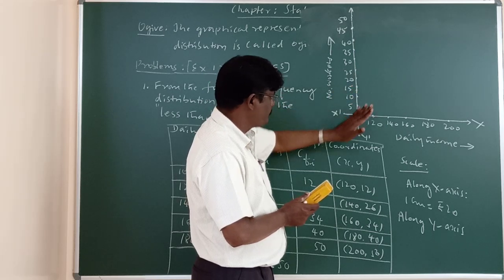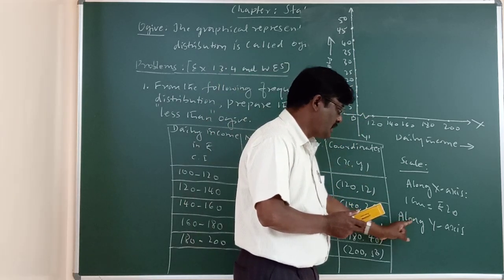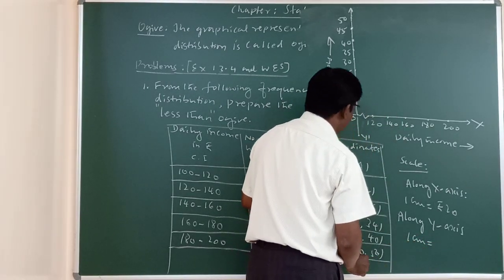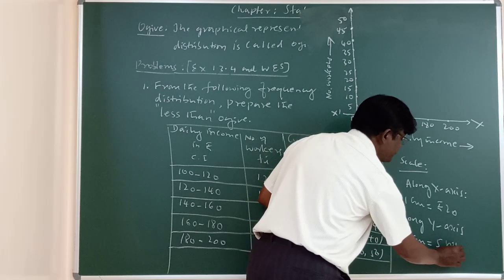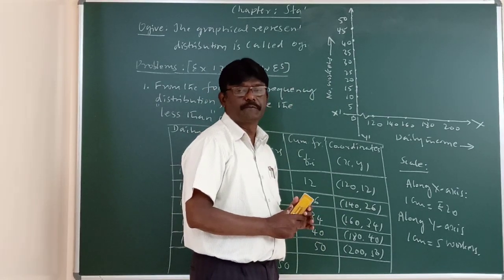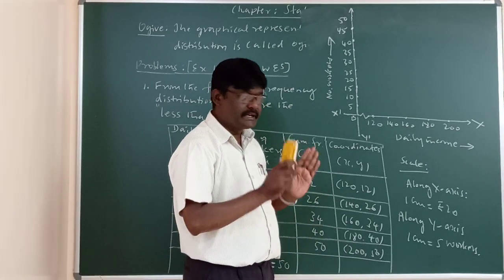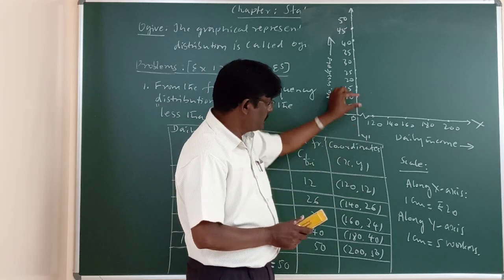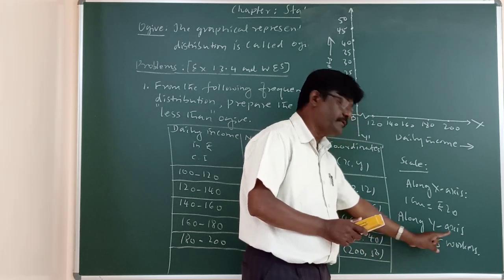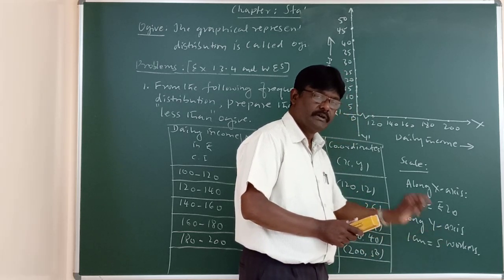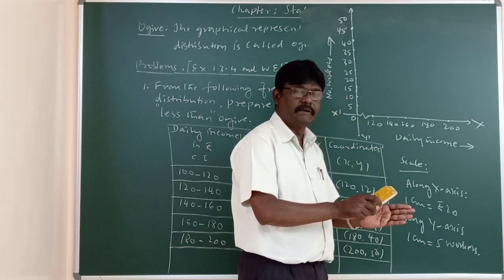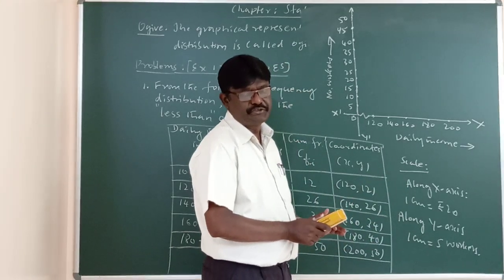So therefore here, since we have taken along the y-axis 1 centimeter equal to 5 workers, how many divisions are there? There are 10 divisions. When 1 centimeter is 5 workers, it means 10 divisions for 5 workers. If so, every 2 divisions denote 1 worker, or 1 worker is equal to 2 divisions.